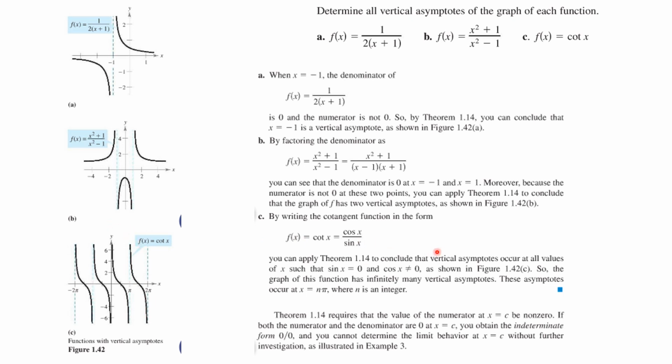Here you see that there are an infinite number of these. Anytime the sine of x is equal to 0, you have an asymptote. So these asymptotes occur at x equal n times pi, where n is any integer. That is, n could be 0, n could be plus or minus 1, n could be plus or minus 2, dot, dot, dot. By the way, the dot, dot, dot does go off to infinity. Now, that theorem that we talked about before, the numerator does have to be non-zero. 0 over 0 again is an indeterminate form, and we will see that a lot in this course.